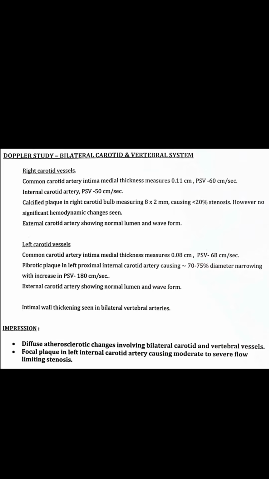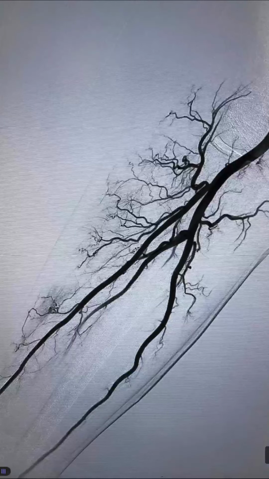This patient was referred by an ophthalmologist. He had sudden onset of dimness of vision of the right eye. A routine carotid Doppler evaluation showed this abnormality. There is a focal plaque in the left internal carotid artery causing moderate to severe flow limiting stenosis, and it is reported as 70 to 75% diameter involving the left proximal internal carotid artery. The patient was taken up for a cerebral angiogram to confirm the diagnosis made by Doppler.